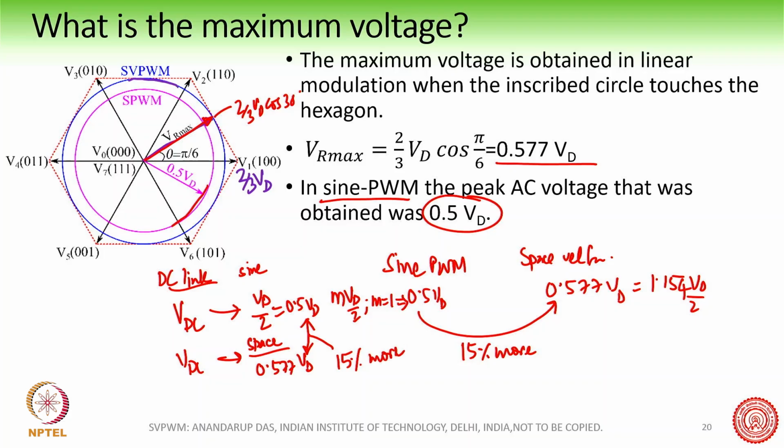With the same DC link, space vector PWM produces more AC voltage as compared to sine PWM. This is the biggest advantage of using space vector PWM. You get 15% more AC fundamental voltage from space vector PWM as compared to sine PWM.